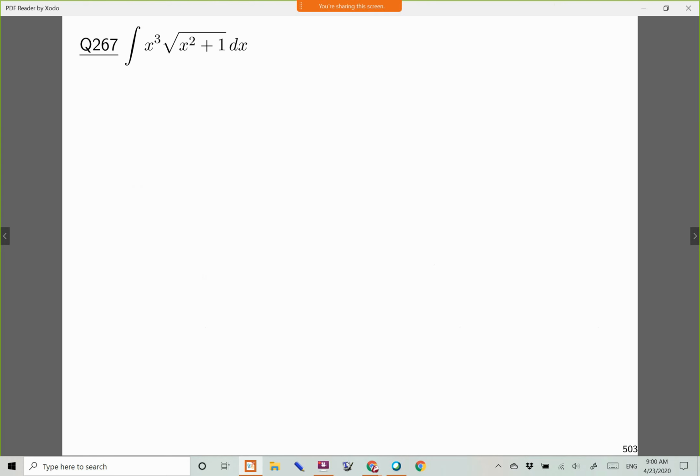So I would like to try this method that we talked about yesterday and the day before, but on a much more challenging kind of question. So I'd like to look at the integral of x cubed times the square root of x squared plus 1 dx. We'll do this as a group.